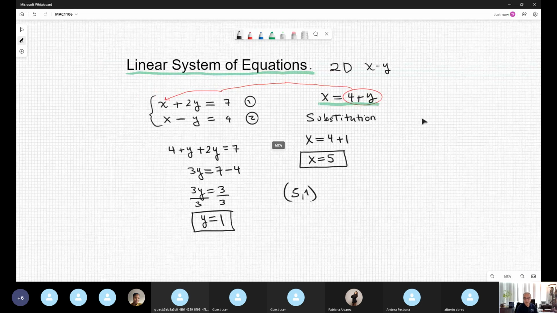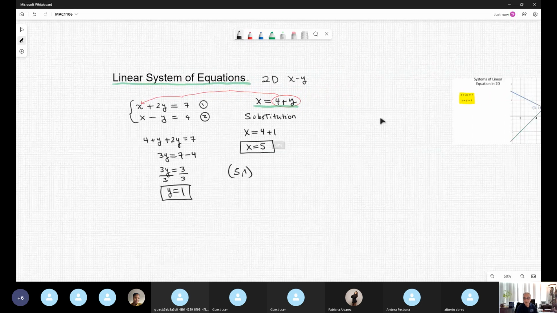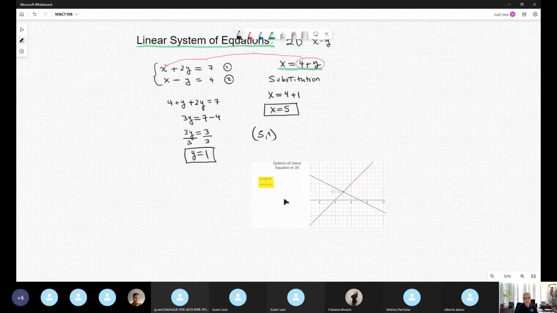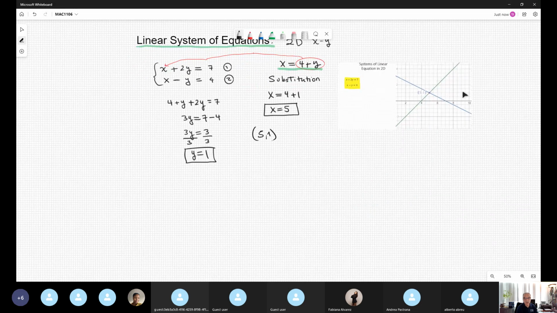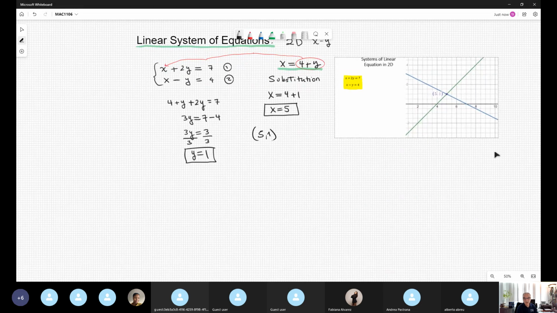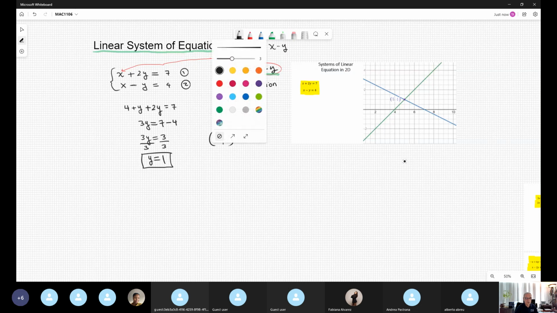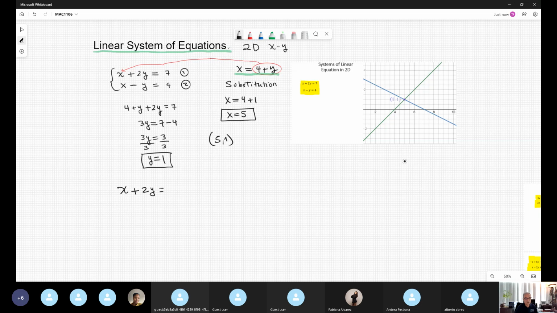I bring one picture to illustrate the solution in Desmos, but I want to explain something extra. Look. It's important to understand, number 1, that each equation represents a line in 2 dimensions. How do you know that? For example, you take one equation, arbitrary, x plus 2y equals 7.